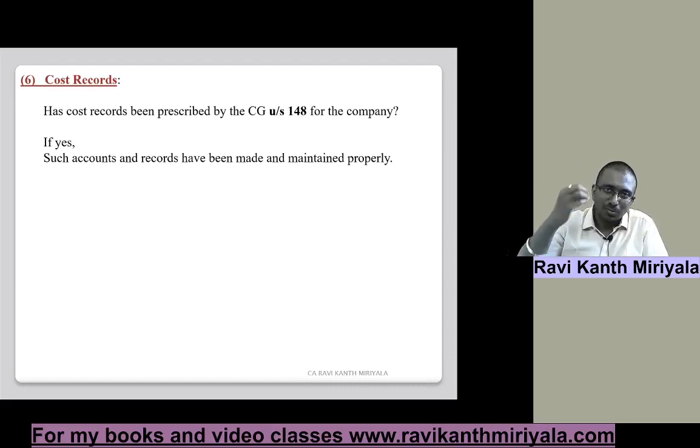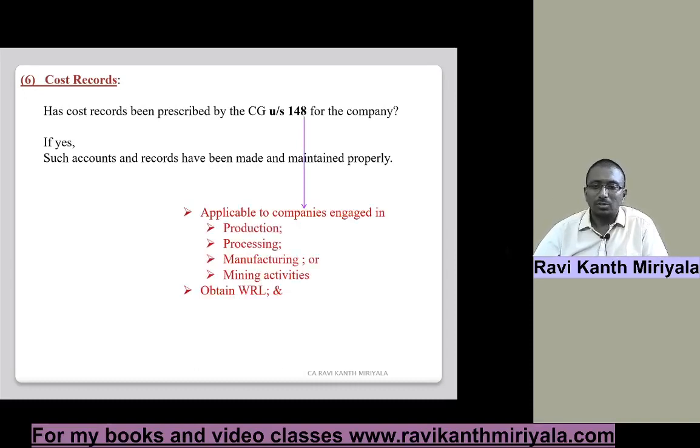Suppose they don't have any costing books at all. Then what do you do? Then we will comment on this. Read the sentence, my dear: if cost records have been prescribed by the central government, first, are you coming under that criteria? Yes. Such accounts and records have been maintained properly. I told you, you should apply general basic knowledge of business and accordingly decide, is it okay or not okay. Got it? Section 148 is applicable for production companies, processing companies, manufacturing companies, and mining companies.